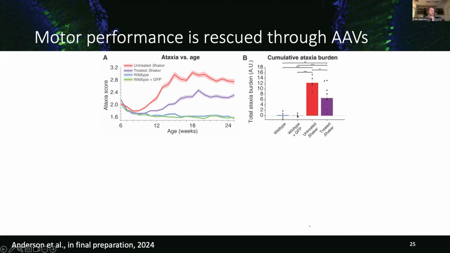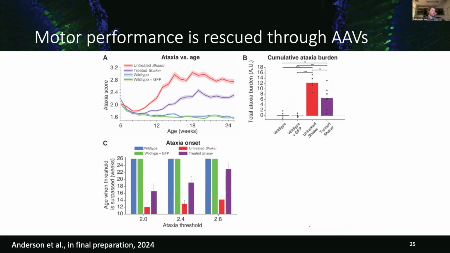So we have a couple that aren't doing quite as well, but in general we have a reduction in the total symptomatic burden by almost exactly 50%, which is pretty promising. And we also wanted to calculate when there was an onset crossing several different thresholds. So a threshold, a ratio of 2.0 in terms of that distance versus displacement is like a very mild ataxia.